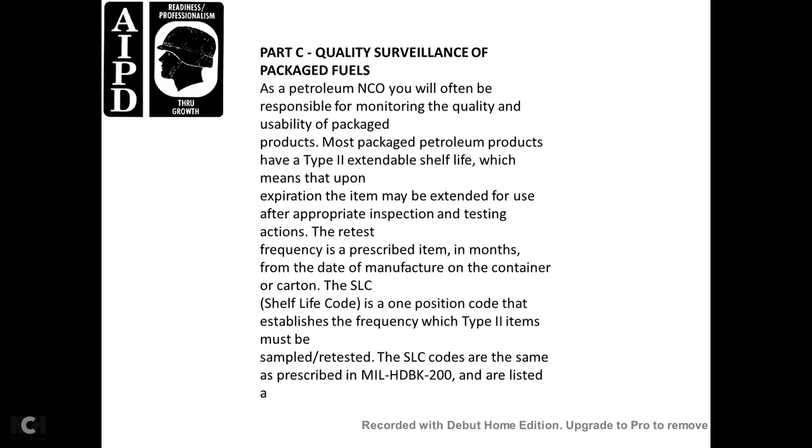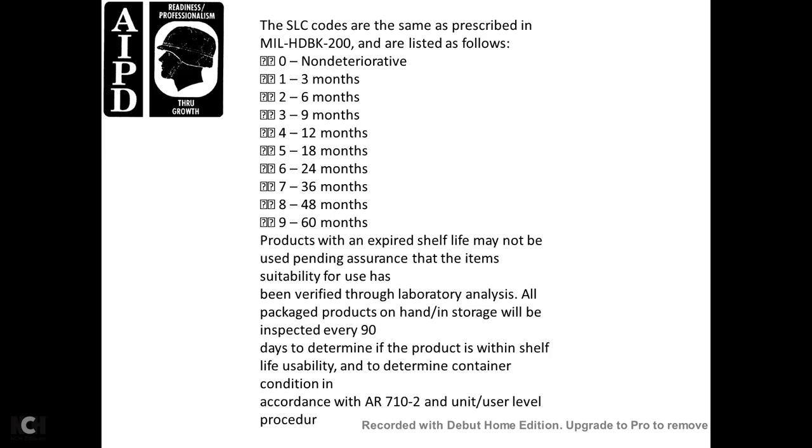The shelf life code is a one-position code that establishes the frequency at which type 2 items must be sampled and retested. Standing shelf life codes are the same as those prescribed in Military Handbook 200 and are listed as follows: non-deferrable 0, 1 to 3, 2 to 6, 3 to 9, 4 to 12, 5 to 18, 6 to 24, 7 to 36, 8 to 48, 9 to 6.